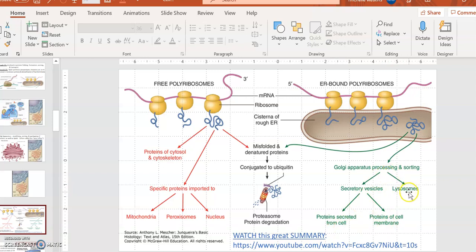Some of them will be proteins that are enzymes to be lysosomes, to actually become the organelle lysosomes. Some of them will be proteins that remain in the cytoplasm. Cytosol is just another name for cytoplasm, or that form the cytoskeleton. Some of them will be specific proteins that get taken to a particular organelle.